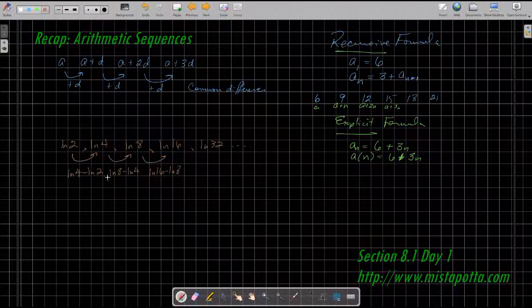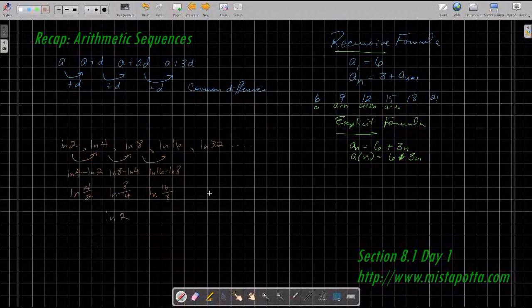Well, when I subtract logarithms, I really end up dividing their arguments. I get the natural log of 4 divided by 2, the natural log of 8 divided by 4, the natural log of 16 divided by 8. Well, these are all the natural log of 2. And so I can think of this in a couple of ways.